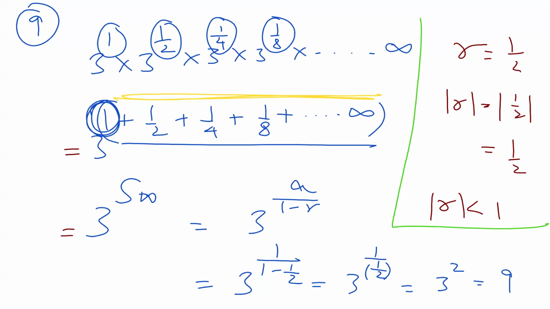Okay, next one. Let's go to question number 10. T2 and T5 of a geometric series. They're not saying infinity over here. Infinite GP, they are not saying. Just a geometric series. T2 is minus 1 upon 2, and T5 is 1 upon 16.